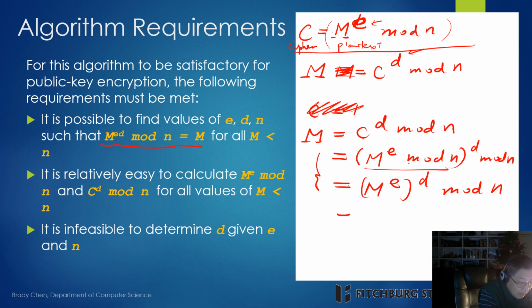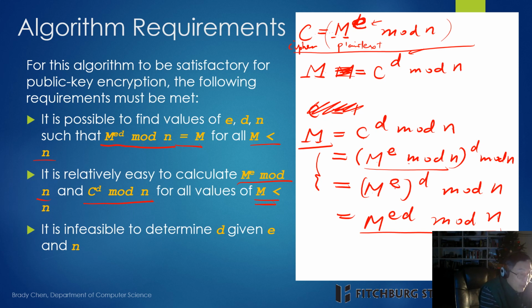So that means M to the E times D, M to the ED, is the same as M to the E times D mod N. So that means M should be the same as this. So M to the ED mod N equals M for all M. Okay. Now, we will find out that it's relatively easy to calculate M to the E mod N and C to the D mod N for all values M.